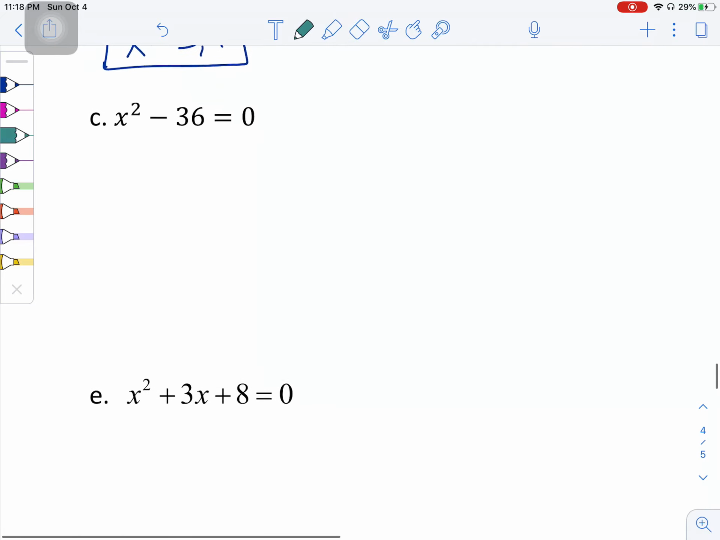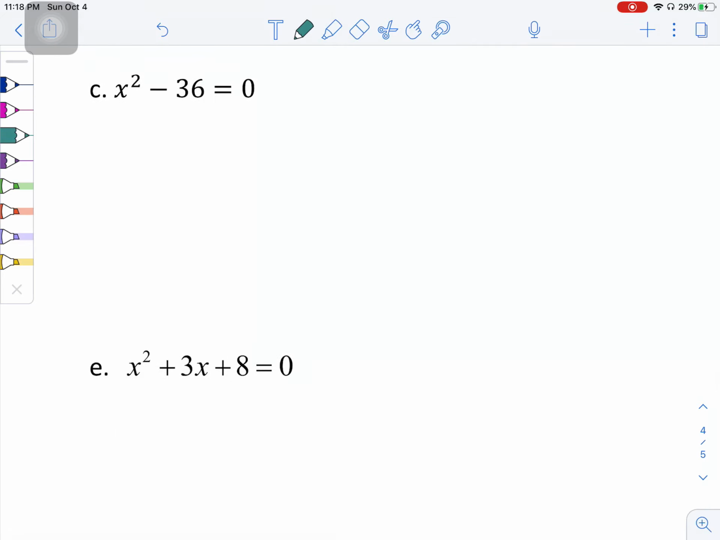Let's talk about part C here. Part C, you can factor it. You could throw the quadratic formula at it. I'm going to do neither. I am going to recognize that x squared is the only variable in this entire problem. So I'm actually going to add 36 to both sides. I'm going to take the square root of both of those, and x is equal to plus or minus 6.